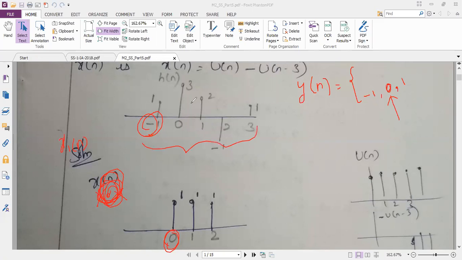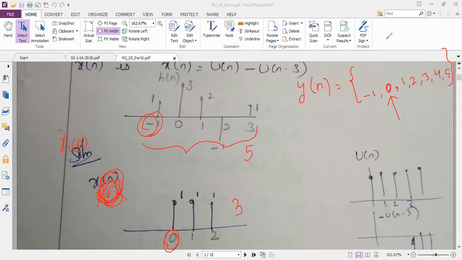The number of samples in h of n is 1, 2, 3, 4, 5, that is 5, and in x of n it is 3. So 5 plus 3 is 8, 8 minus 1 is 7. So I will be having 7 samples. Already I have written 3. So 2, 3, 4. Let me count whether it is coming to 7 or not. 1, 2, 3, 4, 5, 6. So I have to do up to 5.